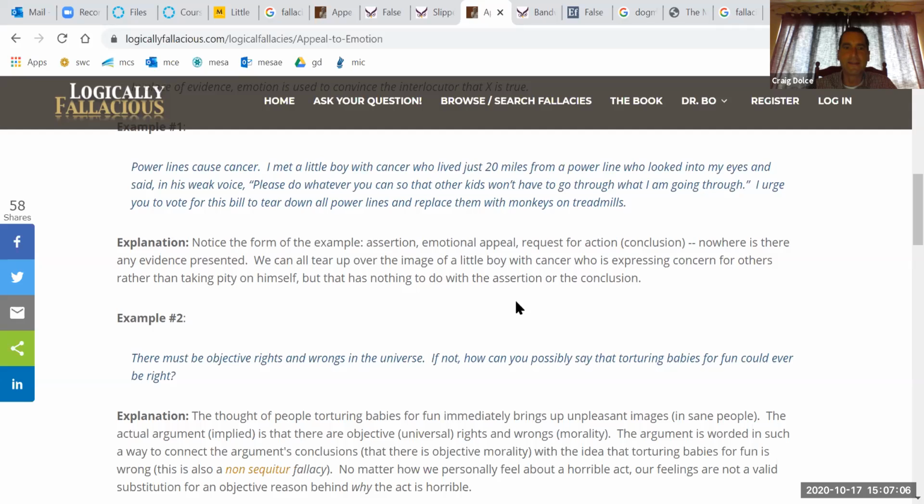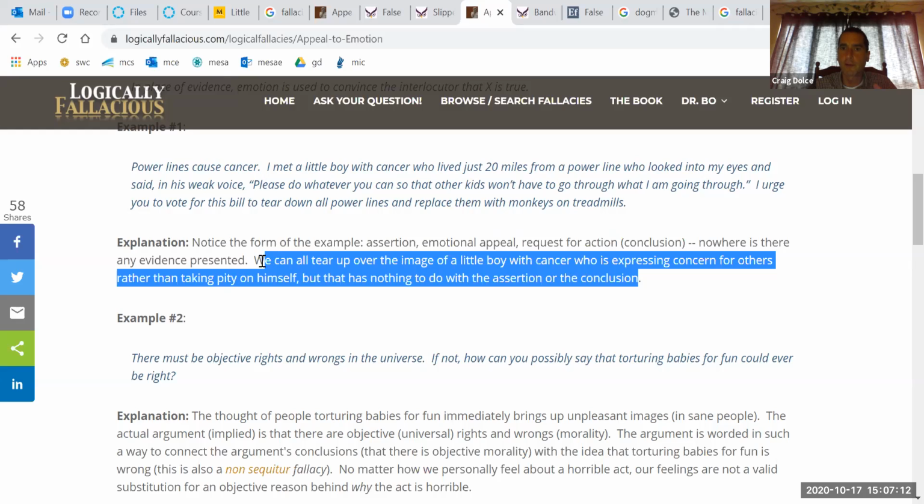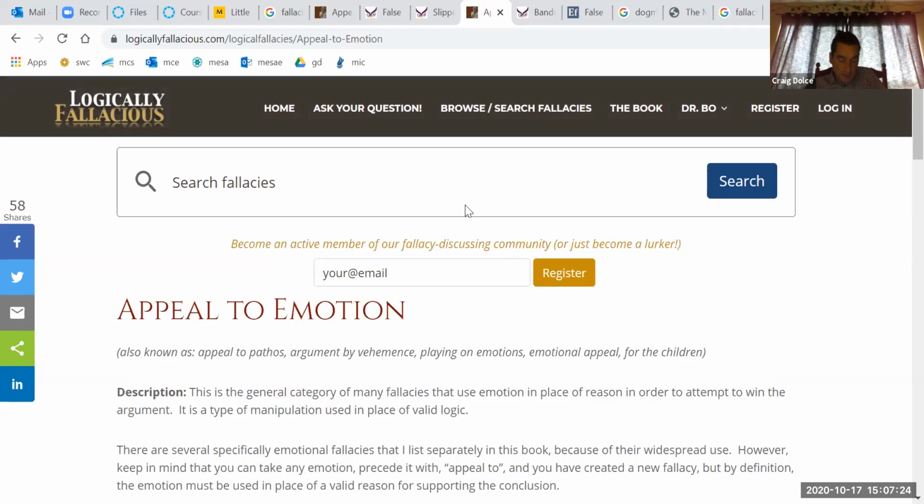Again, but that has nothing to do with the assertion or the conclusion. We can all tear up over the image of a little boy with cancer who's expressing concern rather than taking pity on himself, but that has nothing to do with the assertion or conclusion. So again, excessive emotions instead of logic. On to the next one.